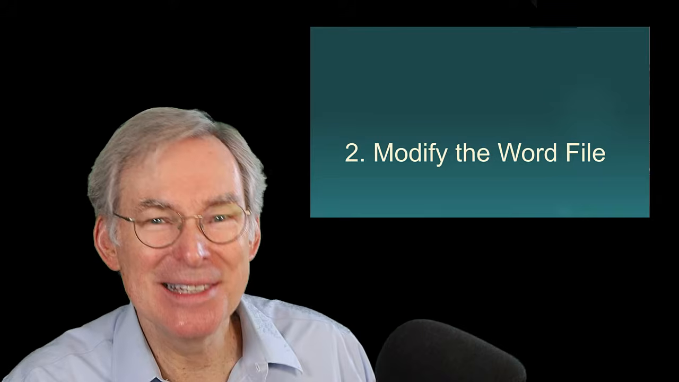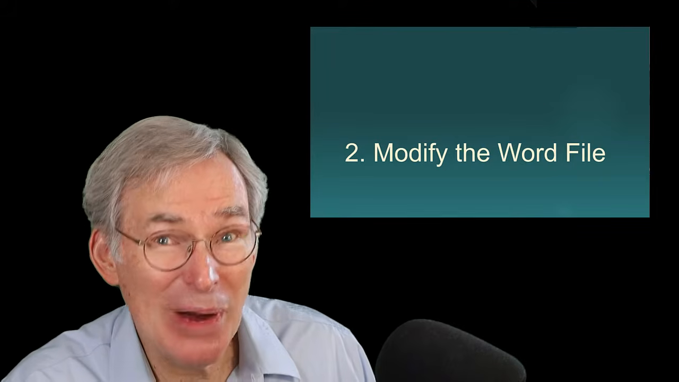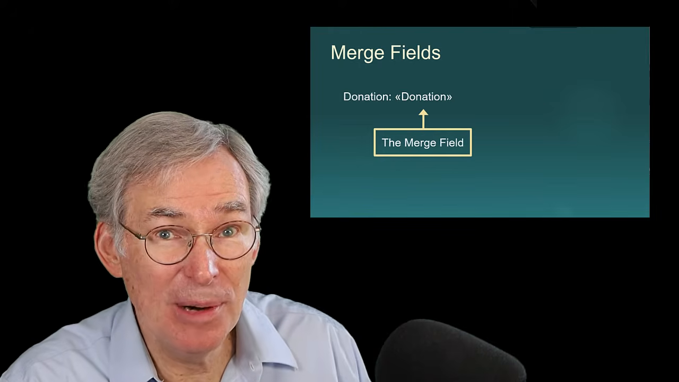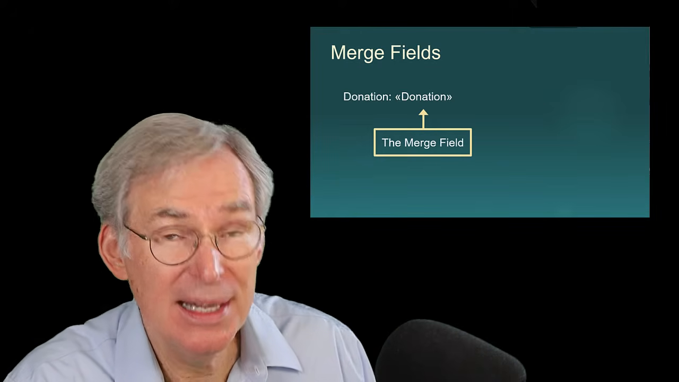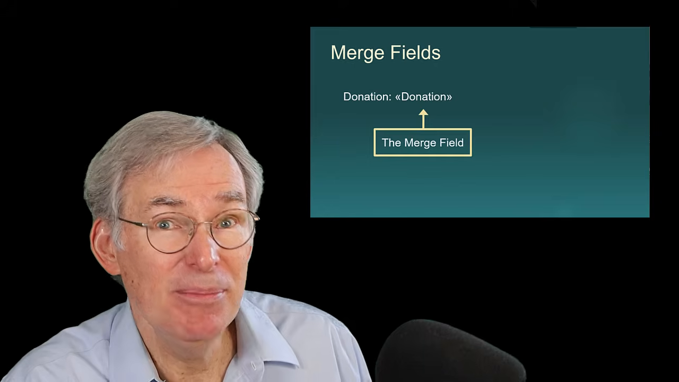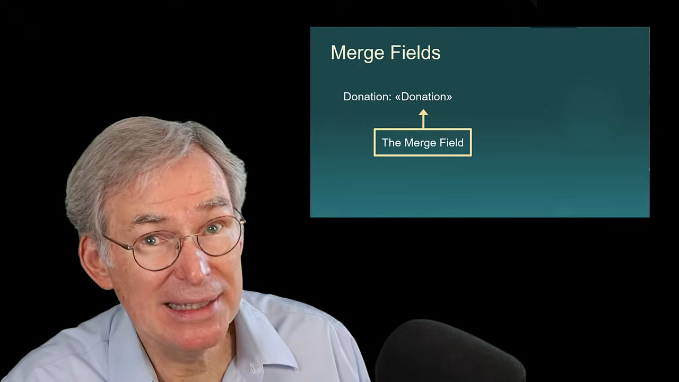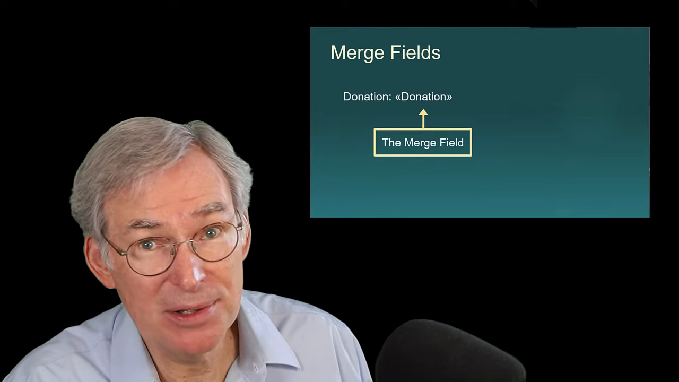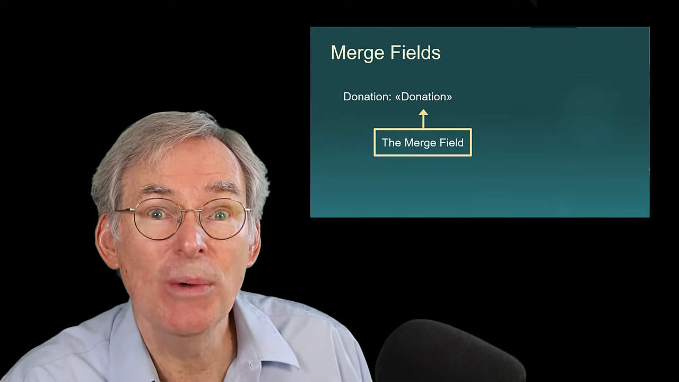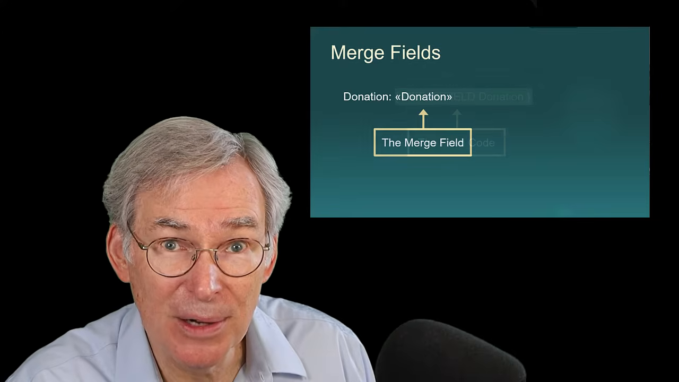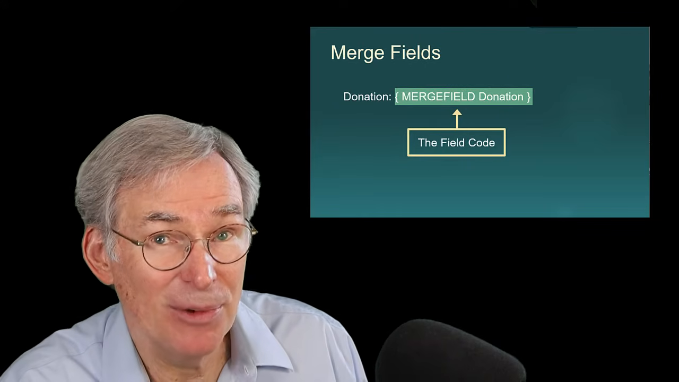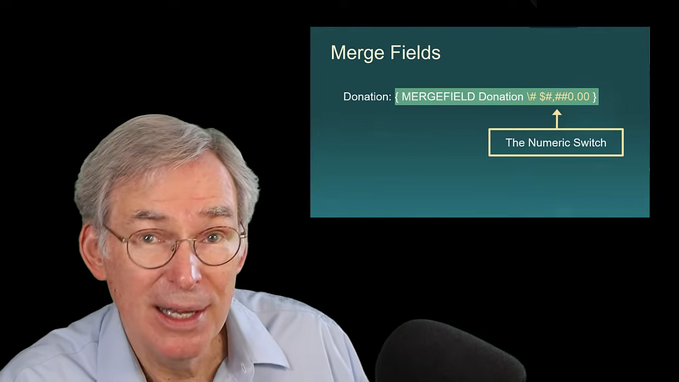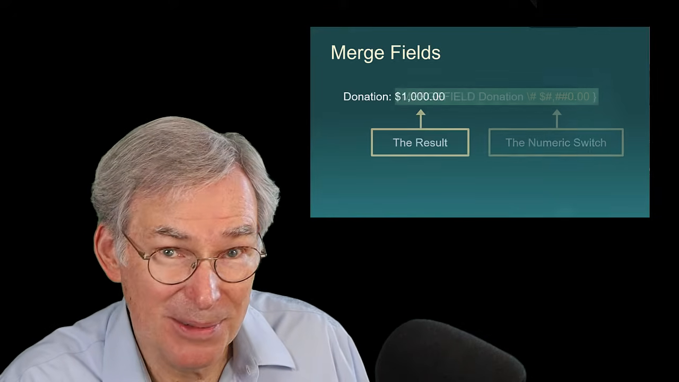The second way to convince MailMerge to display numbers correctly is to modify the Word document. Specifically, this means adding a format code to the merge fields in the Word document. In MailMerge, merge fields basically tell the Word document which column in the Excel table has the data that's supposed to appear in a particular place in the document.